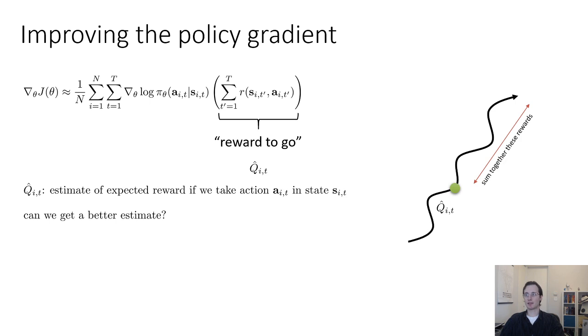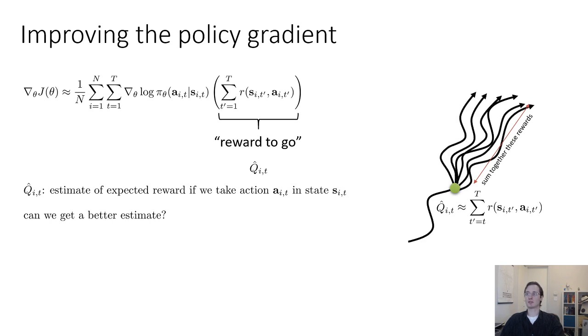However, in reality, if you were to find yourself in that same exact state again and take the same exact action, you might get a different outcome simply because everything that happens afterwards is stochastic, right? So estimating Q hat just by summing together the rewards you got is not the best estimator that you can get. The reality is that there are many other possible futures that you're not accounting for when you do this.